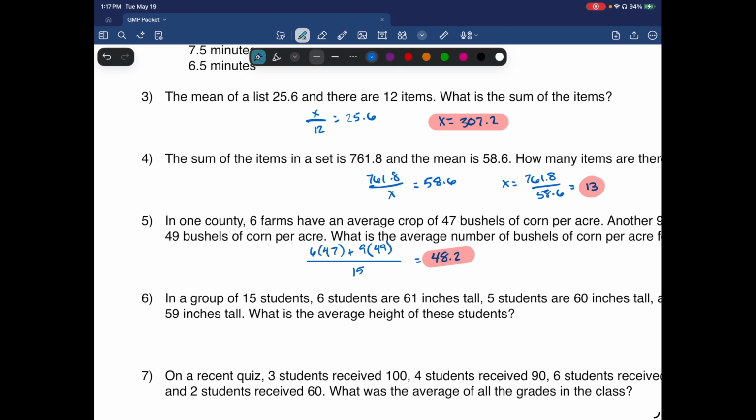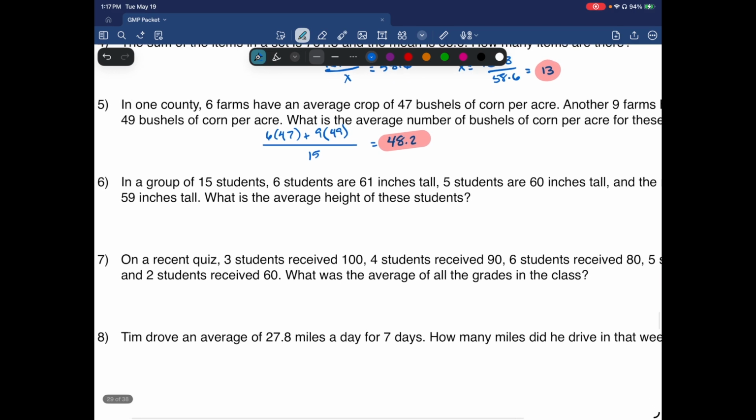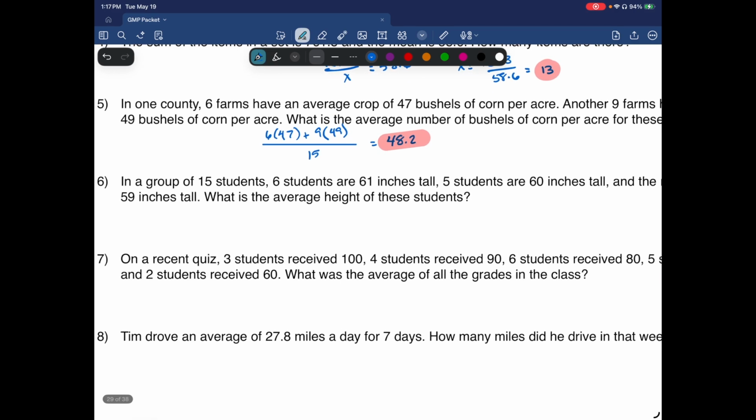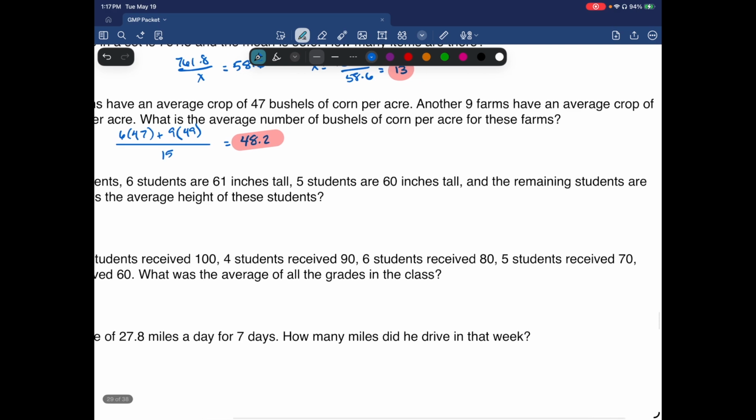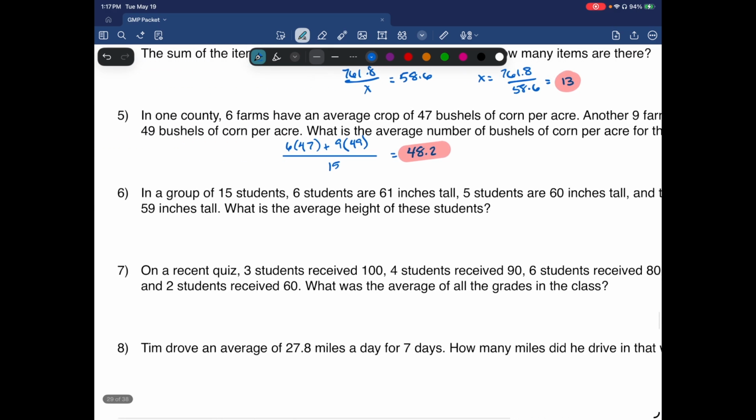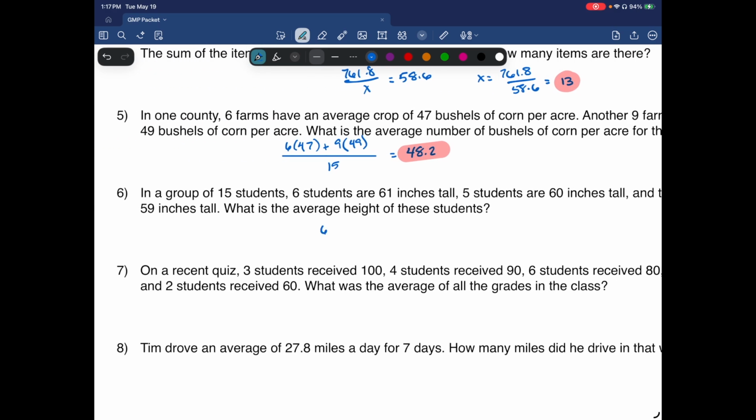So instead of listing out 47 6 times and 49 9 times, this is something I could do, and it doesn't change anything. In a group of 15, 6 students are 61 inches tall, 5 students are 60, and the remaining students are 59 inches tall. So 6 times 61 plus 5 times 60, well, and the rest are 59 inches tall.